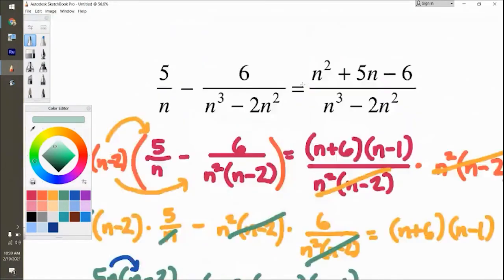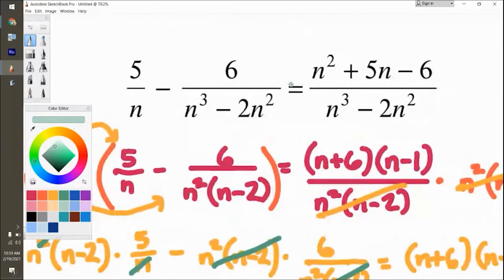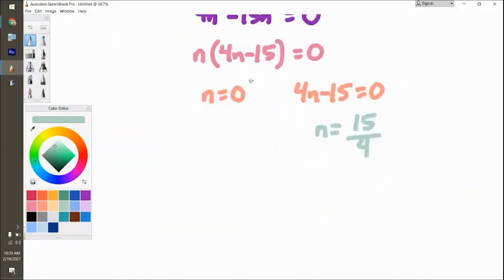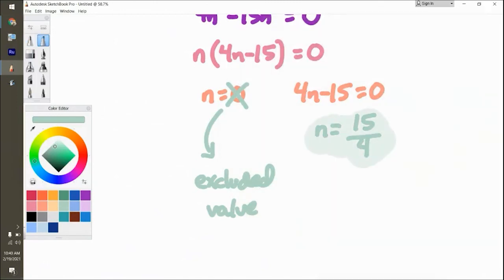If you look at the original equation here, can n actually be equal to 0? Can n be equal to 0 here? Are you allowed to divide by 0? No, okay? Dividing by 0 doesn't actually make any sense if you think about it. So you cannot include this. It's called an excluded value. Long story short, for rational equations, you always have to make sure they're not dividing by 0. This 15/4 is not dividing by 0, so that is the only answer for this one.